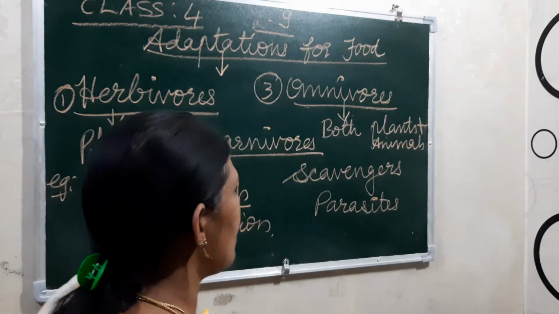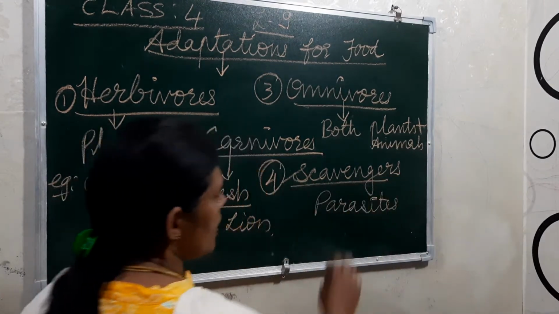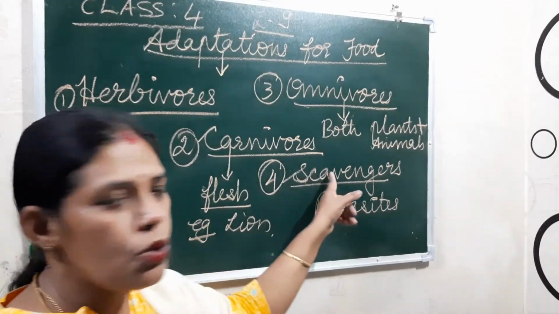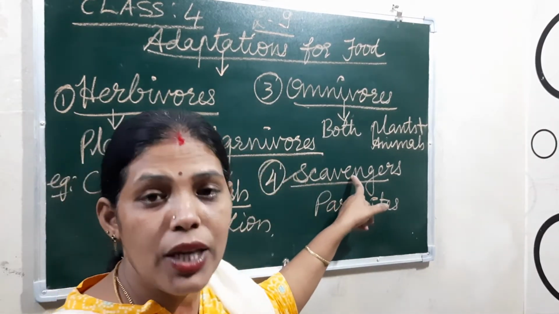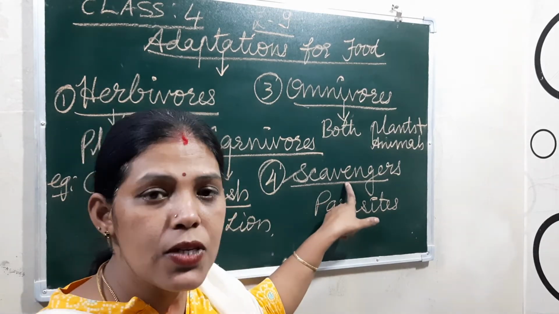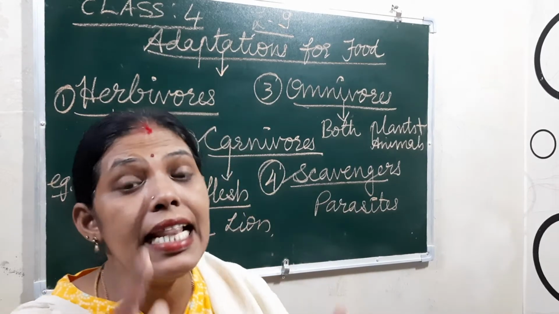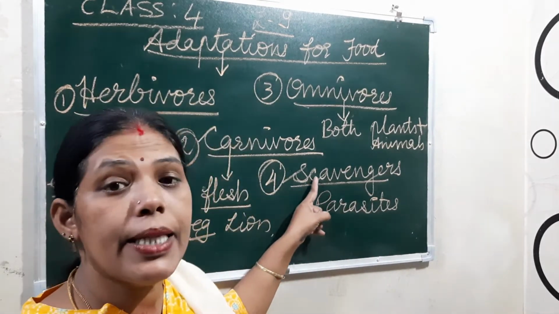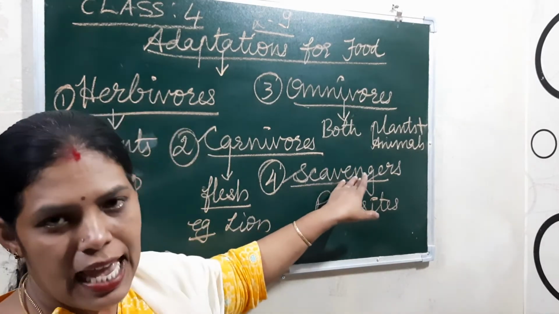And the next one comes scavengers. See children, scavengers, they are also a type of carnivores. Understood? Because they are also eating the flesh of other animals. But see, what is the difference with scavengers? They actually will not kill the animals. They only eat the dead bodies of other animals. Understood? So they are scavengers.